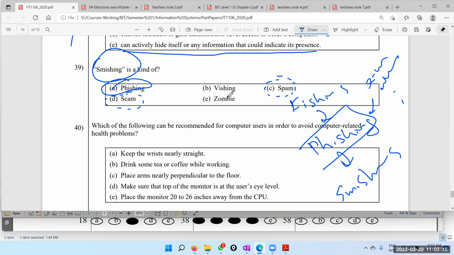It's not a zombie. Kind of. Okay, I will go for 4 and maybe D. D, I'm not very sure.